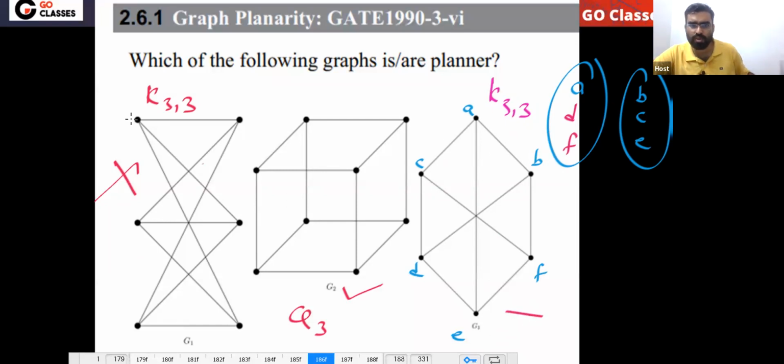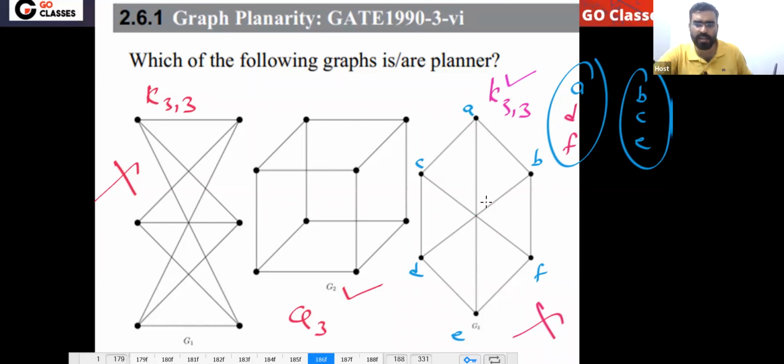So again, this is not planar, because actually this is also K33. This graph is also K33. That is the reason this is also not planar. Also, if by chance you don't get the idea that this is K33 or not, you can check. Okay, you can see.